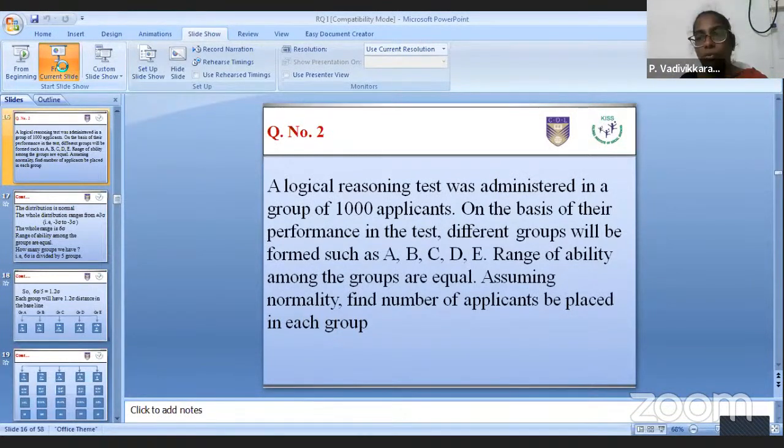The slides are not moving. Stuck with the slide number 16. Showing only slide 16, sir. The slides are not moving. Okay.